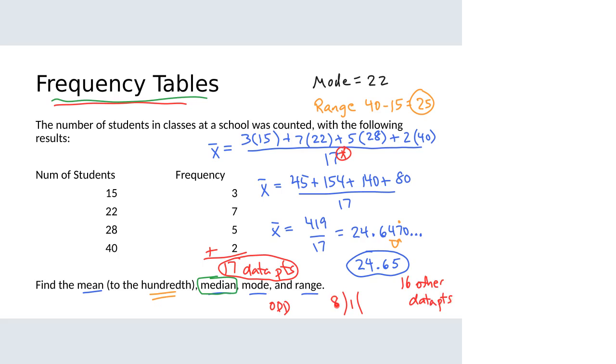Which means 8 will be lower than the median and 8 will be higher than the median. I want to go through this slowly and carefully, and you tell me if you have questions. My 17 data points in my data set are going to be structured like that. Because it's an odd number, there will be one right here to be the median. And then there's going to be 16 other data points. Half of them, 8, are lower than the median. Half of them, 8, are higher than the median.